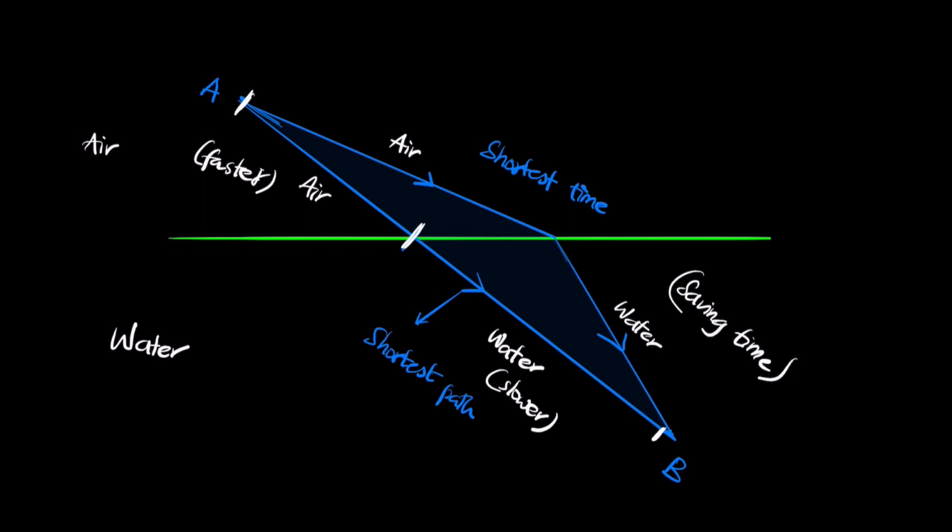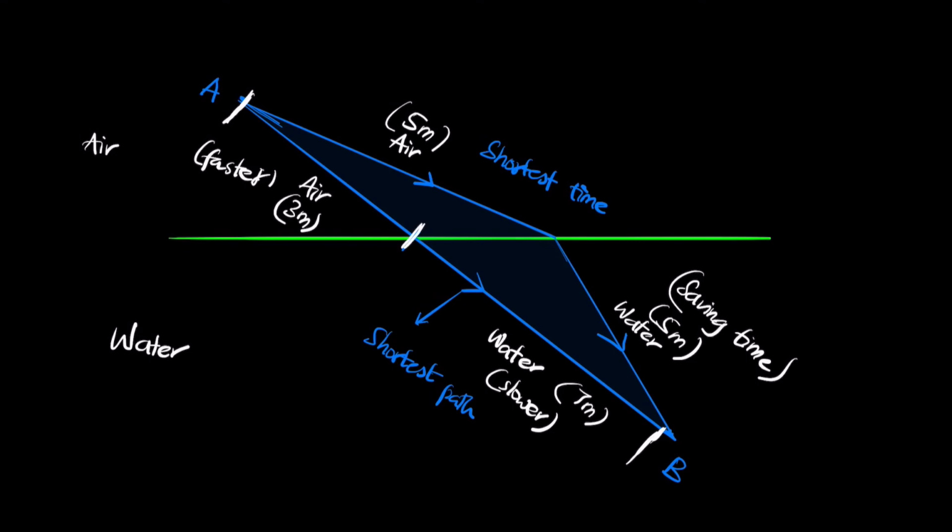So for example, let's say it took 5 seconds in air and 10 seconds in water, right? So let's not take time right now. Let's take the example of the distance. Let's say the total distance from this point to this point is 10 meters. In that, it's traveling 3 meters in air and 7 meters in water. In the shortest time path, let's say you're taking 5 meters in air and 5 meters in water.